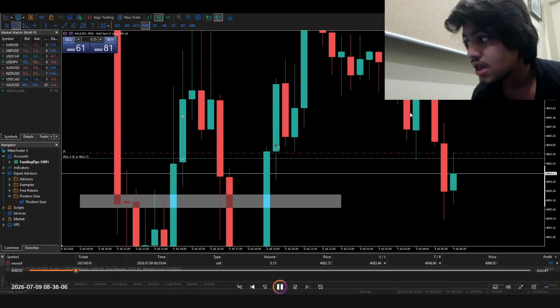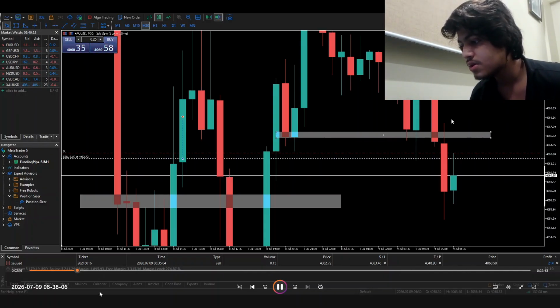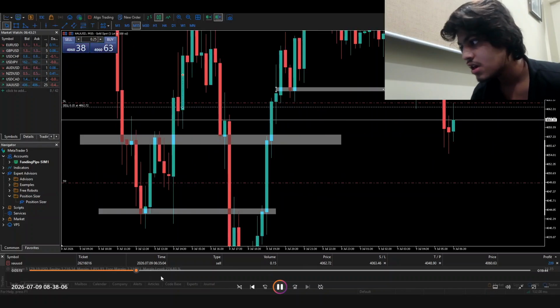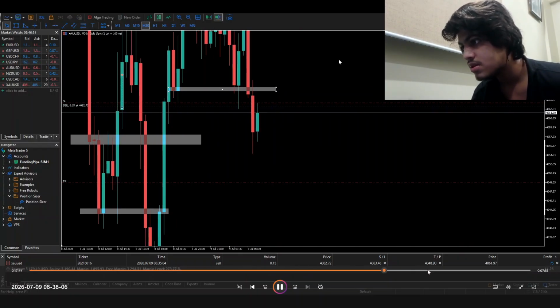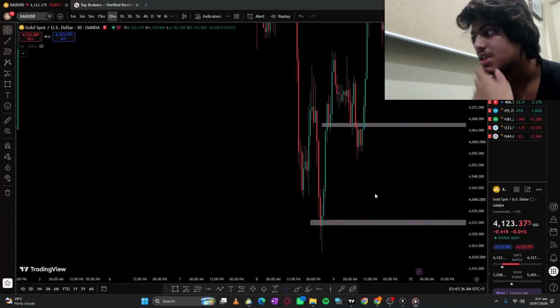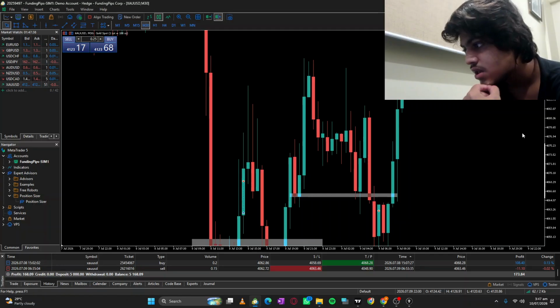Because there were good-size selling candles over there, there was high selling pressure. But that never happened. It just consolidated for a bit, and then eventually it went and took out my stop loss. Price never even went there. This was the trade. If I show you guys over here, this was the trade.